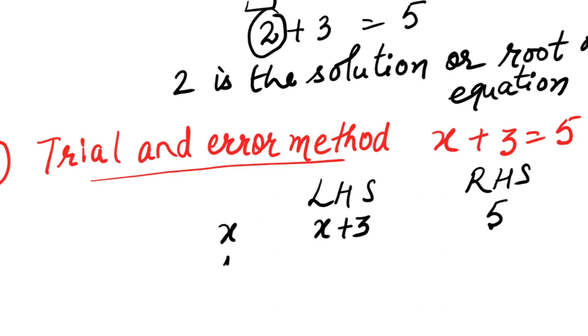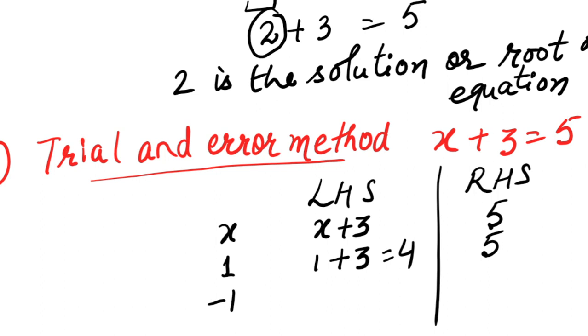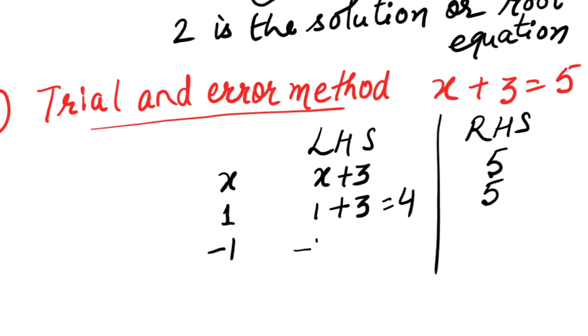So let's start. Let the value of x be 1. I put 1 here. 1 plus 3 is equal to 4, which is not equal to the right hand side. In the right hand side we have 5. Suppose the value of x is minus 1. So minus 1 plus 3 is 2, which is not equal to the right hand side, because the right hand side's value is 5.